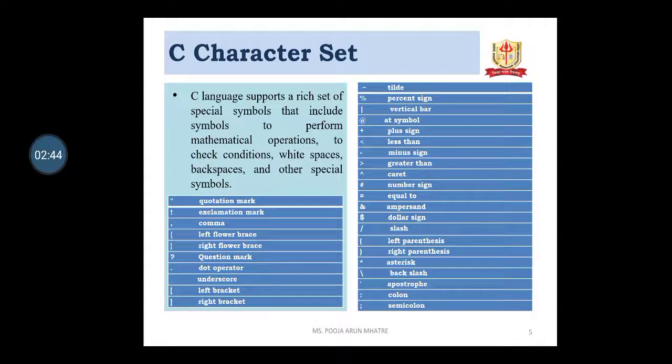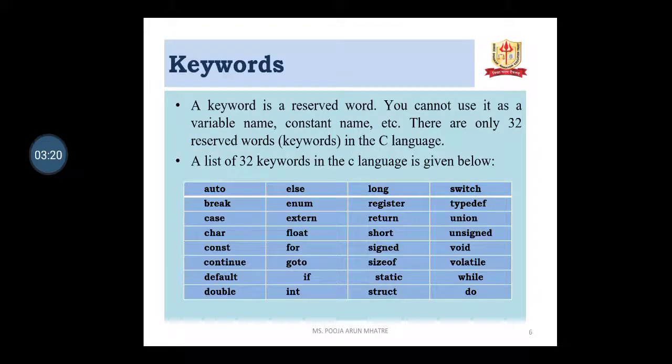underscore, left bracket, right bracket, tilde, percent sign, vertical bar, at symbol, plus sign, less than sign, minus sign, greater than sign, caret, number sign, that is a hashtag, equal to, ampersand, dollar sign, slash, left parenthesis, right parenthesis, asterisk, backslash, apostrophe, colon and semicolon.